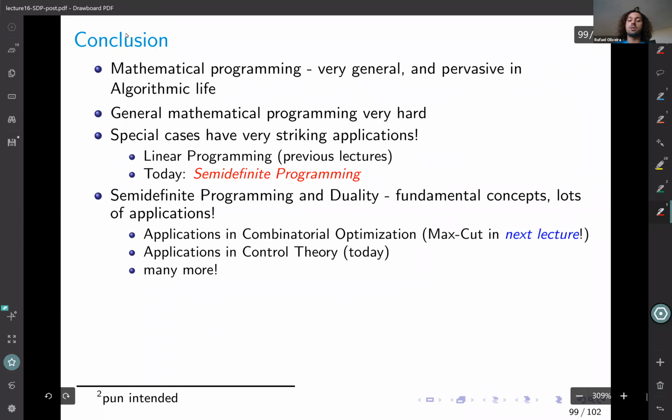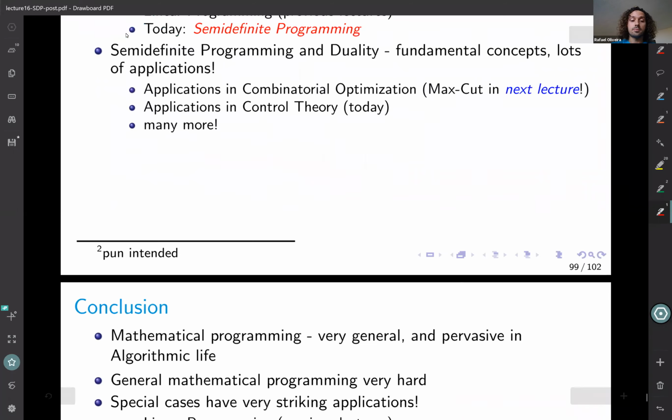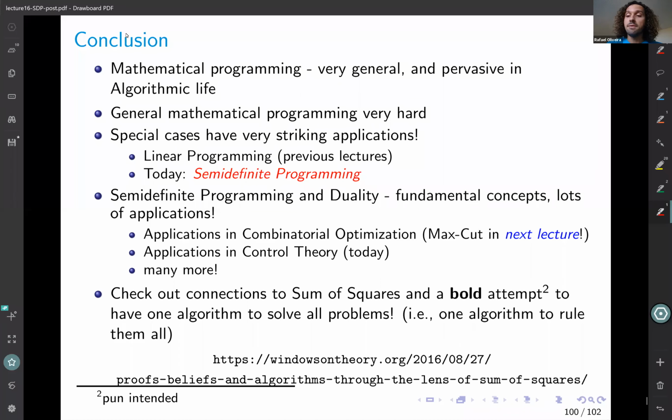And there are applications in combinatorial optimization, as we'll see in the next lecture, on approximation algorithms for max cut, and applications in control theory that we saw today, and many more. And there is even very exciting work happening currently on connections between semi-definite programming and sum of squares, which is work that was done by Hilbert and a bunch of other people ever since the late 19th century, and it's still being carried out today.